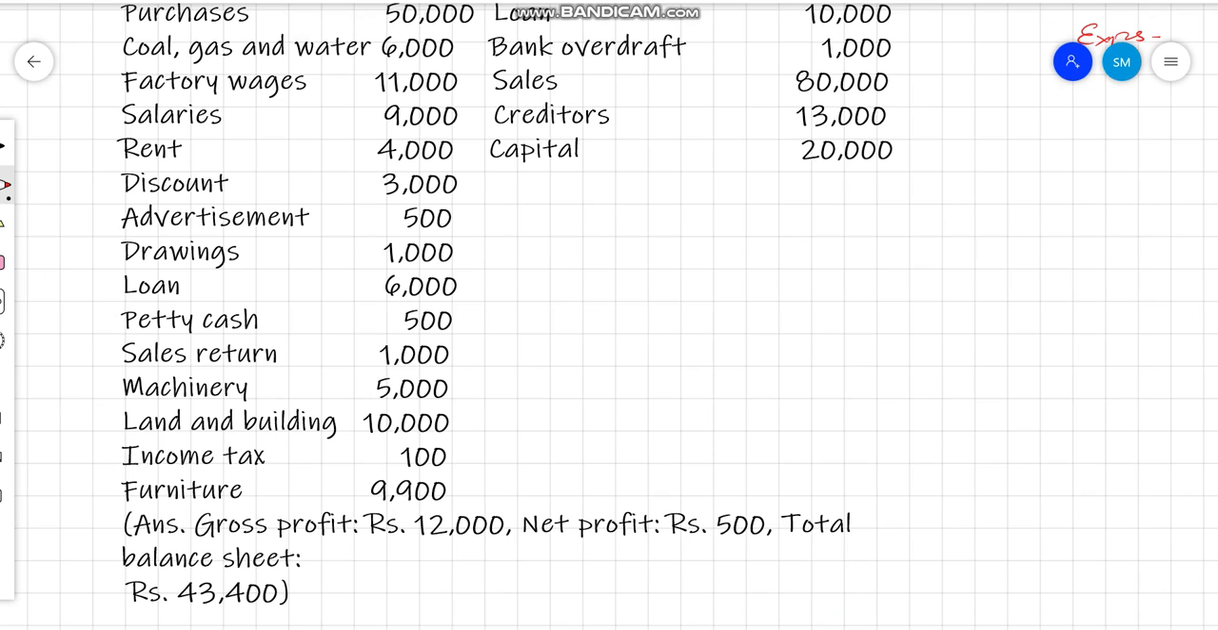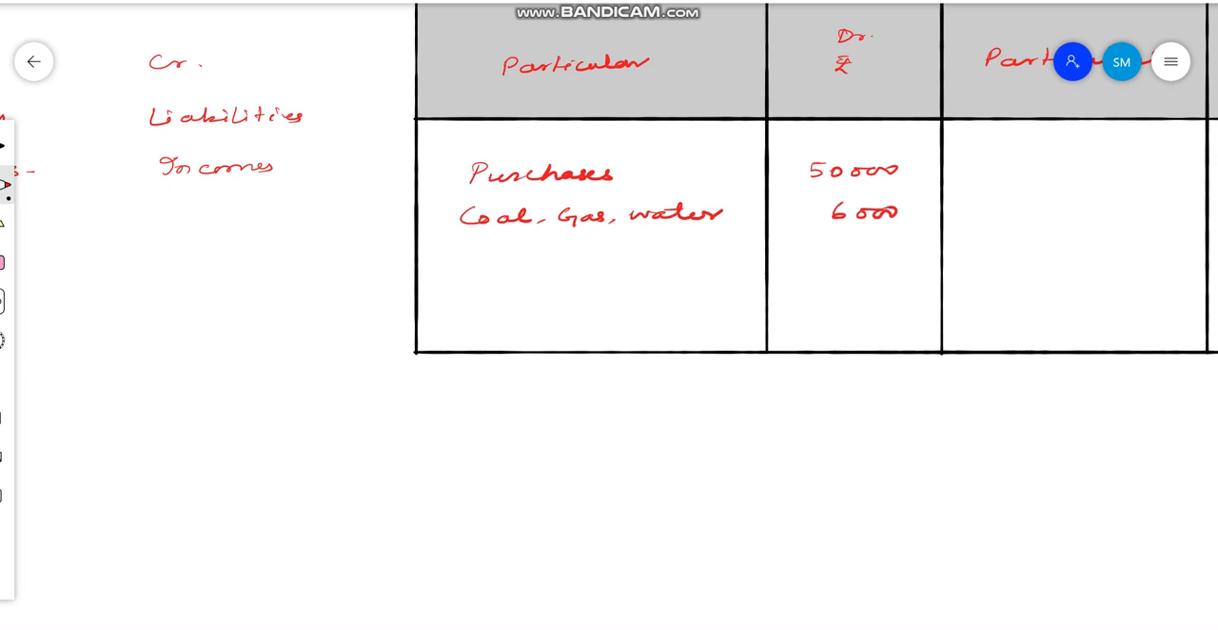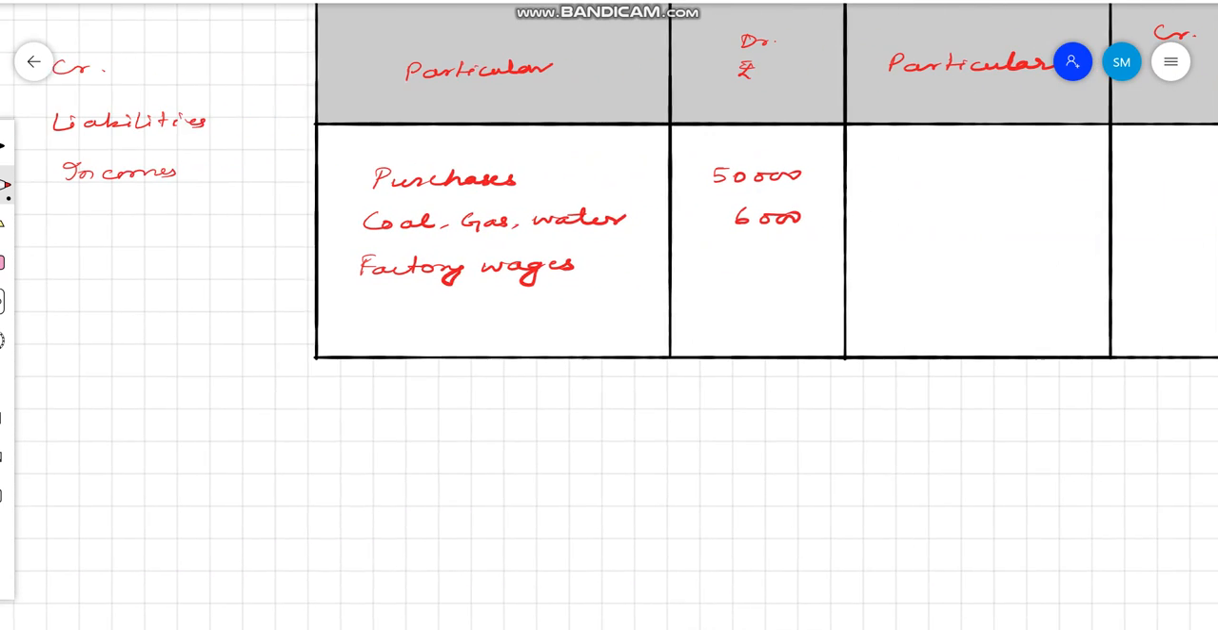Now next one is your factory wages. Wages we pay to the laborers, and laborers work in the factory. In the name itself they told factory wages, so it is a part of the factory. How much factory wages? 11,000.